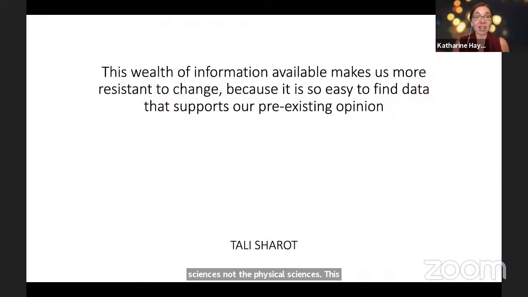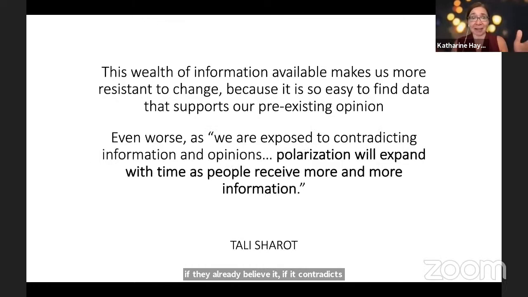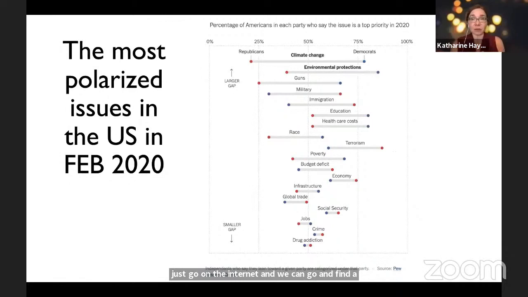And she goes on to say, the wealth of information available in this internet era makes us more resistant to change, because we can just go on the internet and find a YouTube video about anything that says that we're right. I'm paraphrasing here, but you get the idea. And even worse, as we're exposed to contradicting information and opinions, polarization expands with time as people get more and more info. Dan Kahan is a social scientist from Yale who studies political polarization. His research was prompted by the fact that for years now, climate change has been the most politically polarized issue in the whole U.S.